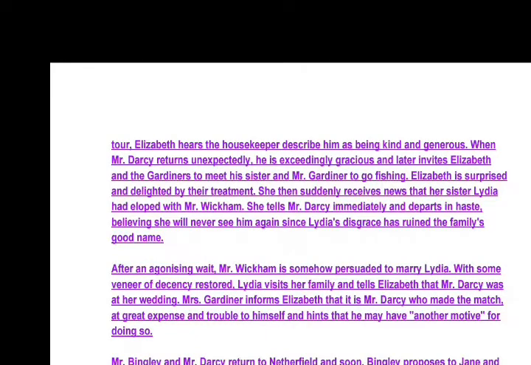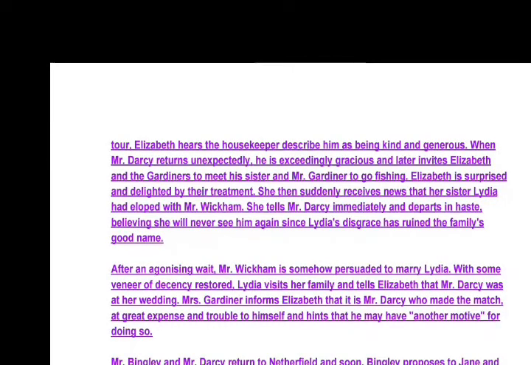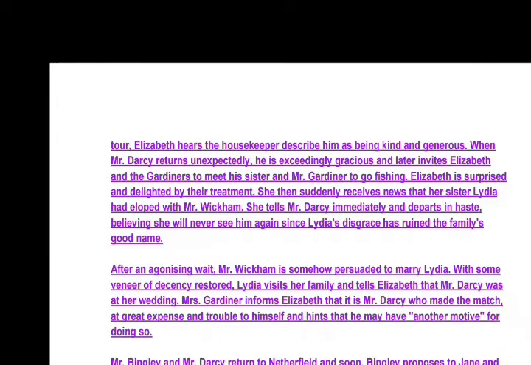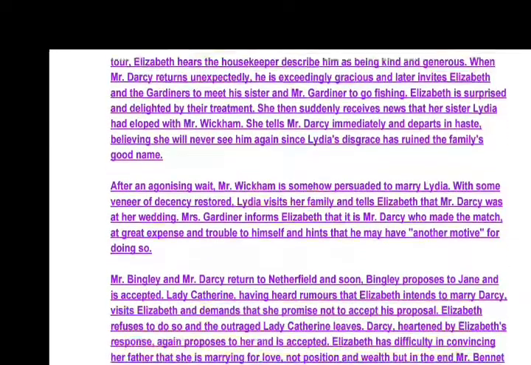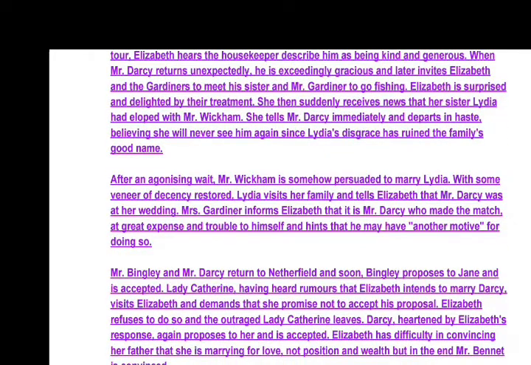She then suddenly receives news that her sister Lydia has eloped with Mr. Wickham. She tells Mr. Darcy immediately and departs in haste, believing she will never see him again since Lydia's disgrace has ruined the family's good name. After an agonizing wait, Mr. Wickham is somehow persuaded to marry Lydia.